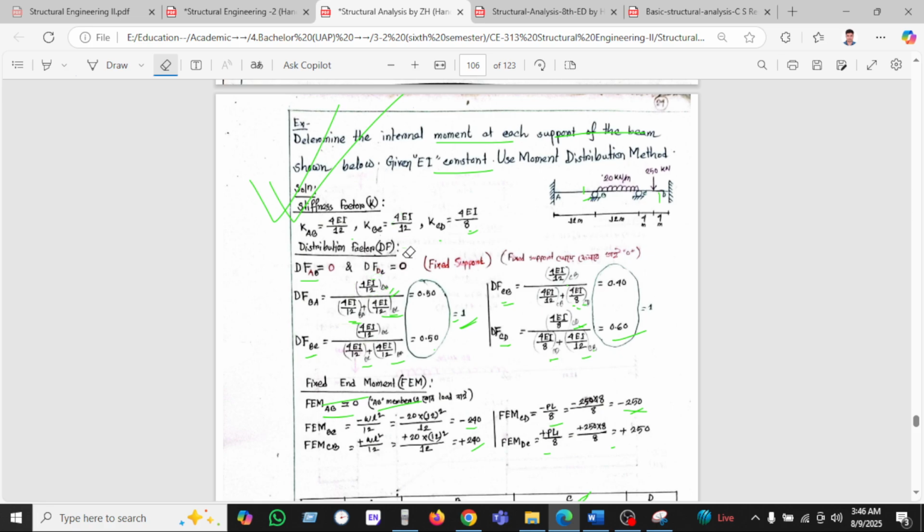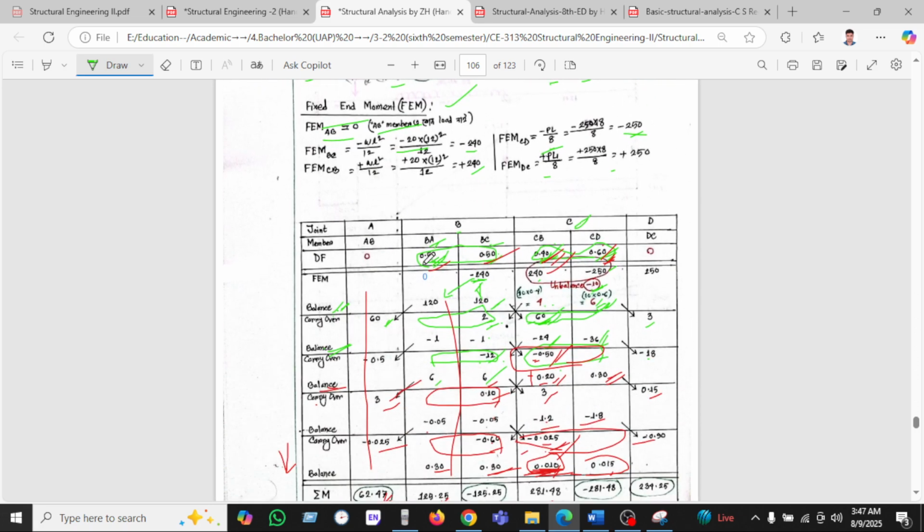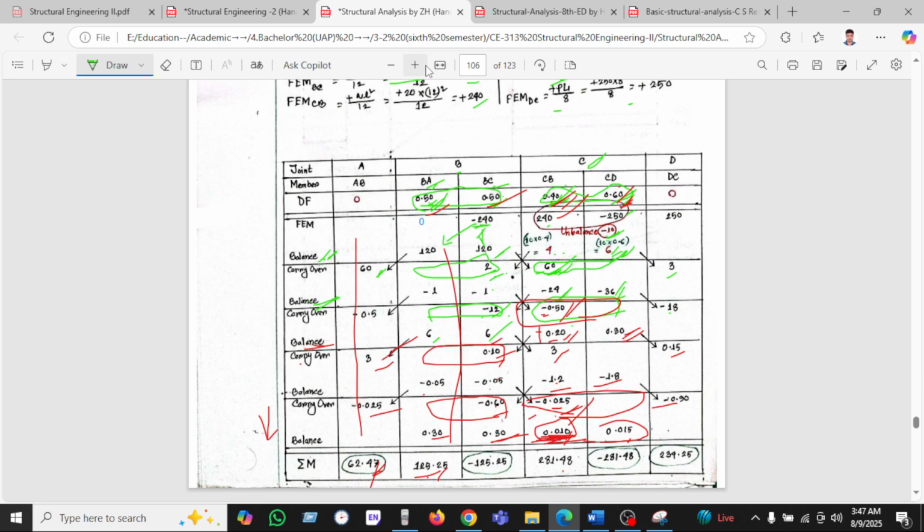So we can calculate the stiffness k, 4EI by 12, using this formula, and the distribution factor for a fixed support is 0 and for a pin support we can calculate 4EI by k into summation of k. And the fixing moment is WL square by 12 for the UDL and WL square by 8 for the vertical load. And then we can find all the values we have seen here, BA, BC and CD.